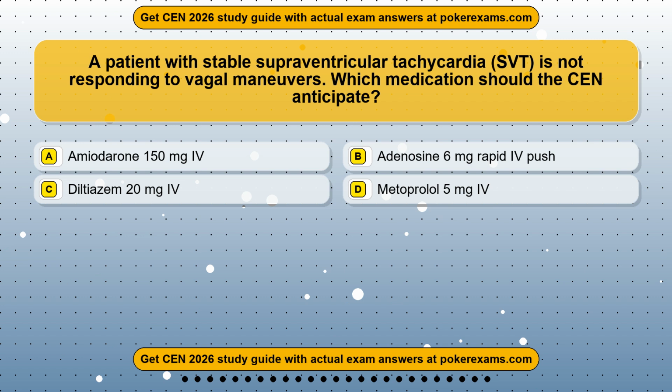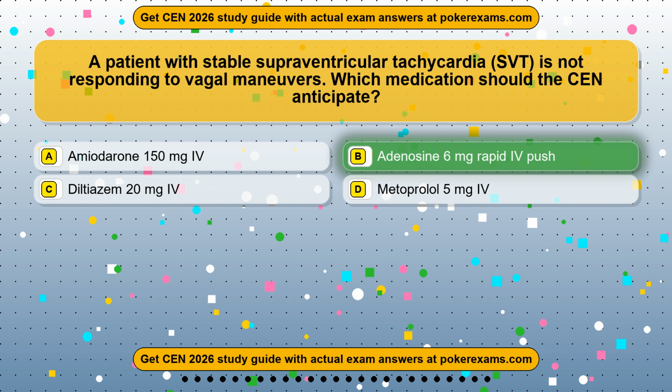Question 9. A patient with stable supraventricular tachycardia, SVT, is not responding to vagal maneuvers. Which medication should the CEN anticipate? Option A. Amiodarone 150 mg IV. Option B. Adenosine 6 mg rapid IV push. Option C. Diltiazem 20 mg IV. Option D. Metoprolol 5 mg IV.